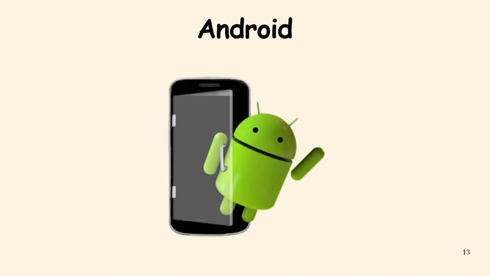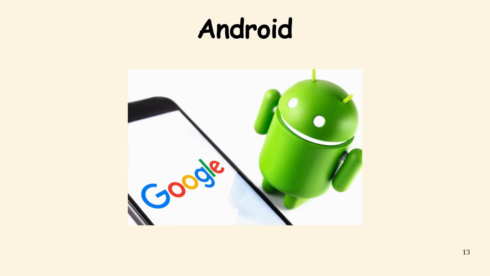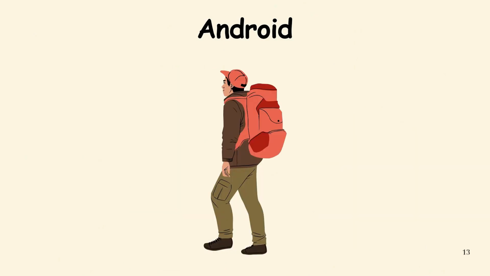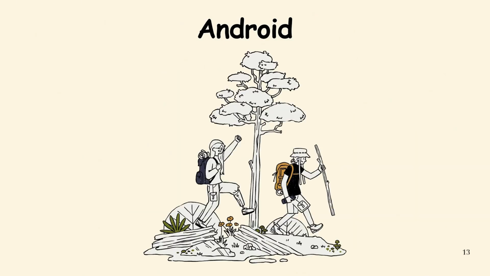Android. Now let's talk Android. Google's open-source mobile system used by countless brands like Samsung, Xiaomi, OnePlus, and many more. Android is like a global backpacker, flexible, customizable, and can go anywhere.